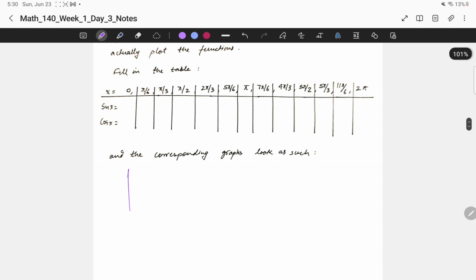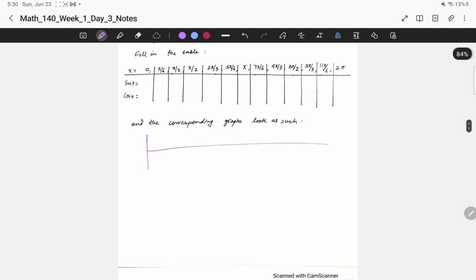So pi over 6, pi over 3, pi over 2, 2 pi over 3, 5 pi over 6, pi. That's 1, 2, 3, 4, 5, 1, 2, 3, 4, 5. Okay, so they're evenly spaced. 7 pi over 6, 4 pi over 3, 3 pi over 2, 5 pi over 3, 11 pi over 6, and 2 pi.